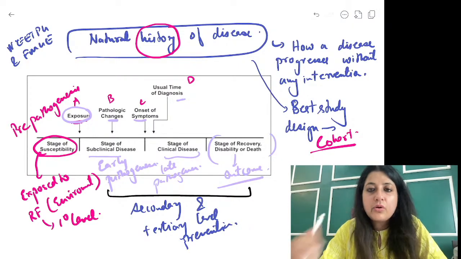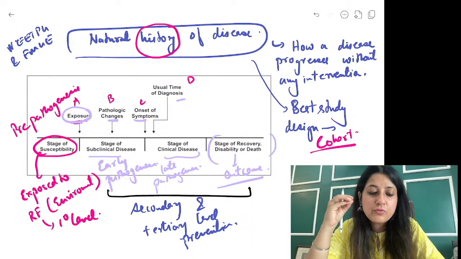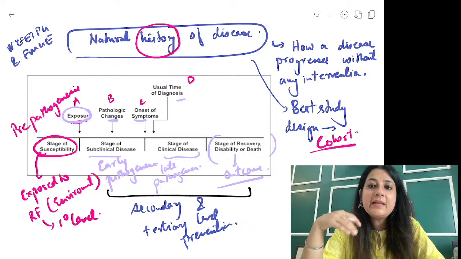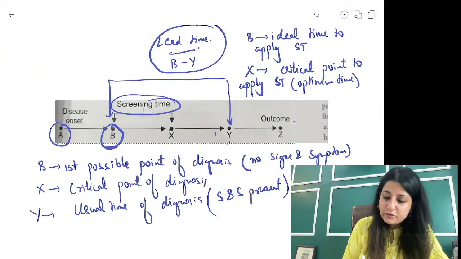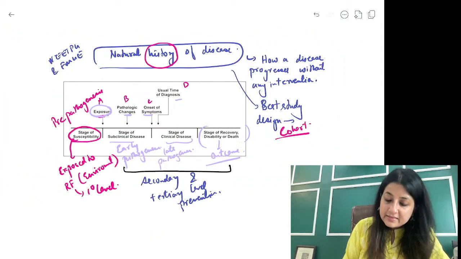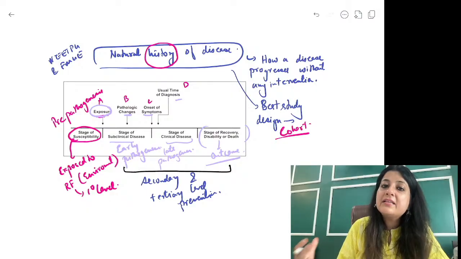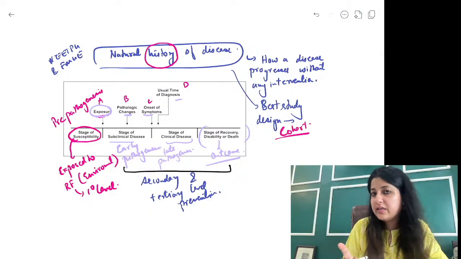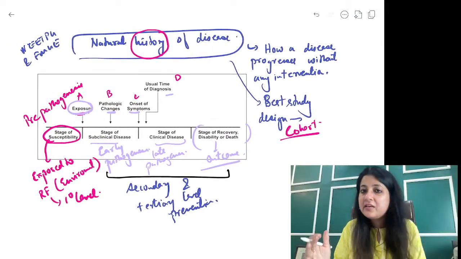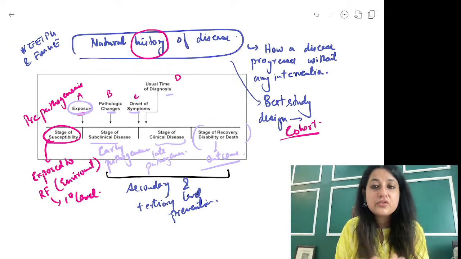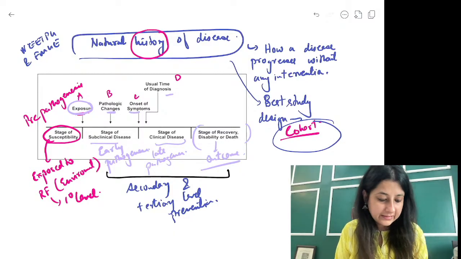Got it? I'm going to talk about this tomorrow also in the image based session, but right now, many times students confuse lead time with natural history. So once again, this image is of lead time. This image is of natural history of disease. How a disease is going to progress without any intervention. Don't get confused. That's why I gave you both the images together today, so that you are very clear that this is natural history, and the best study design to establish natural history is a cohort study.